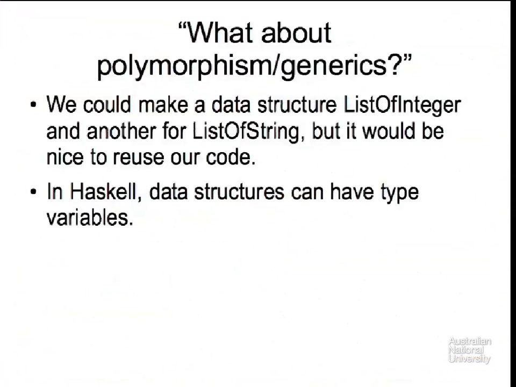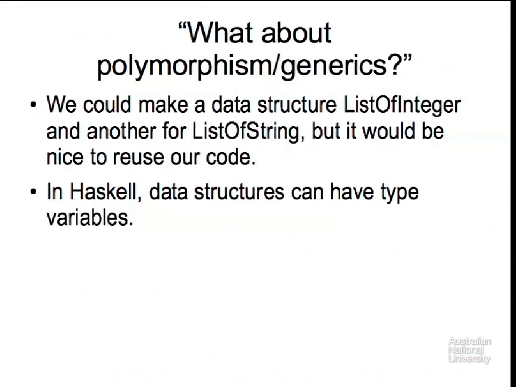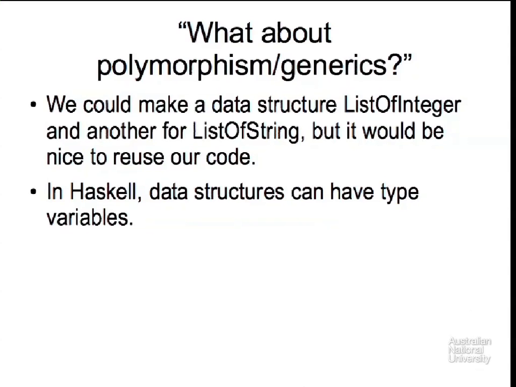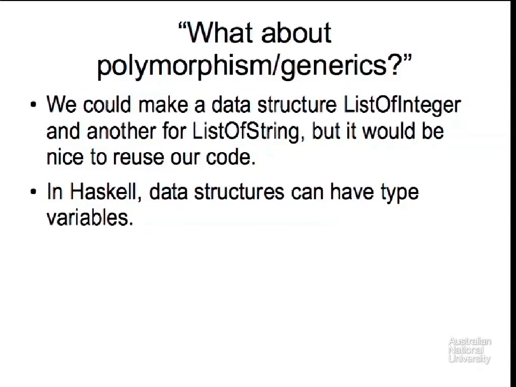So, some question you might have is, what about polymorphism / generics? It'd be nice if we could have a way of reusing code, if we've got a data structure list of integer and another for list of string. Considering our functions, length of string or map or filter or any of these are basically the same thing. And it would be nice to have polymorphism, or as you call it in Java, generics.